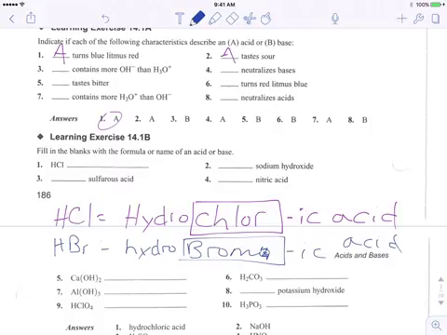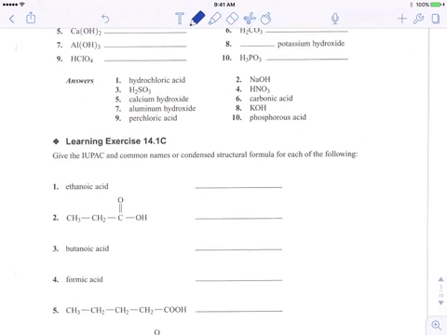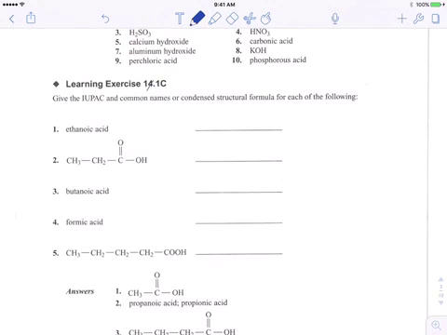Now, when it comes to bases, we name them pretty much how ionic compounds are named. Na for sodium, OH for hydroxide: sodium hydroxide. Sweet. Fill those out, do your best. If you do have issues with that, double back to what we did last semester. We talked about naming at that point, and you can go from there. Don't need to do this one.